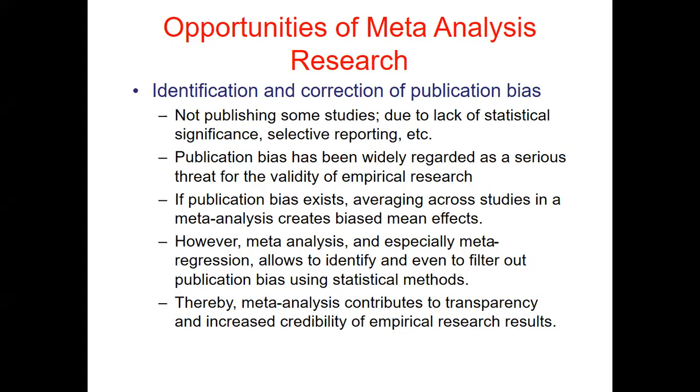For example, there are studies that are not published. In meta-analysis, we normally include them. There are studies that lack statistical significance and therefore they're not published. There's also issues of selective reporting. All these can be handled within this framework, etc. Yeah? Especially now, meta-regressions allow us to identify and even filter out publication bias using statistics. Therefore, meta-analysis contributes to transparency and increased credibility of empirical research results.